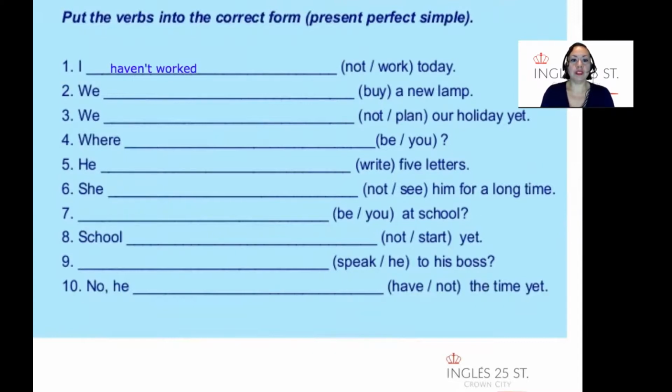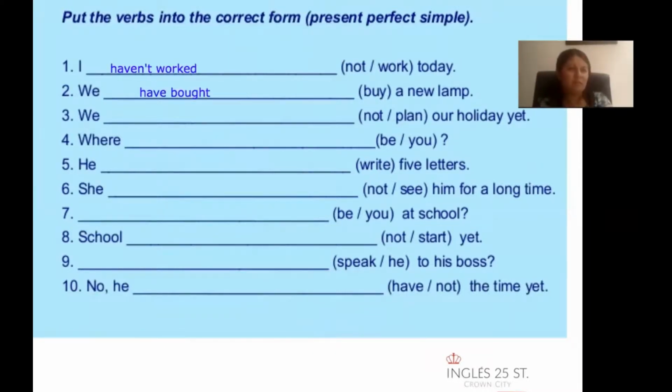What about number 2, Paula? It says we buy a new lamp. Okay, it is we have bought a new lamp. Excellent. So Paula, buy is a regular or an irregular verb? Irregular. Exactly, because it changes. Very good. Number 3, Roman.